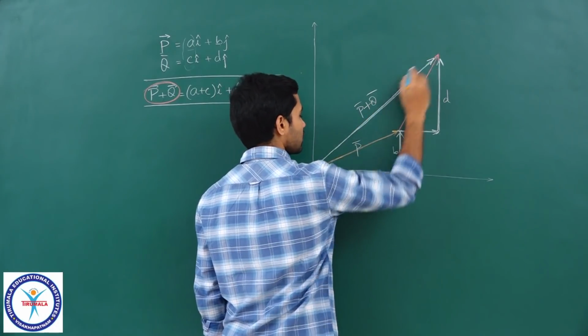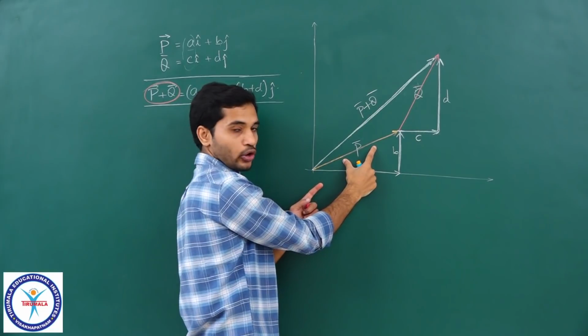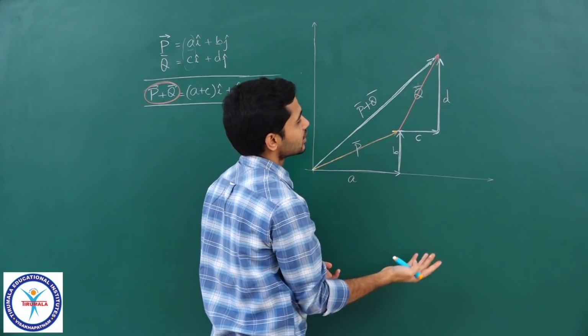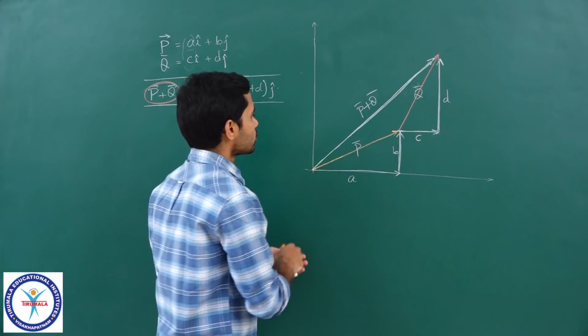So I need to find out this vector now. So please observe, this white line which I am drawing is the resultant of p bar, orange vector, and q bar, what color is that? I think rose or pink, whatever. Okay. So q vector. So that is the idea.